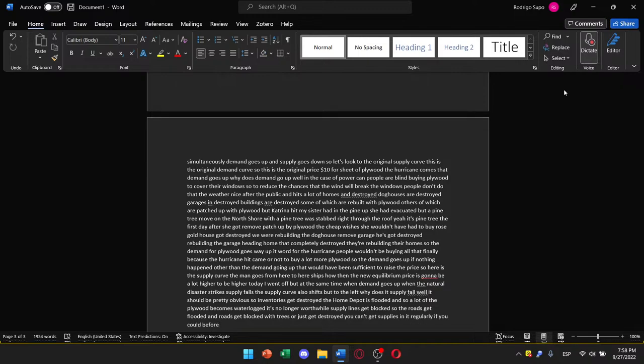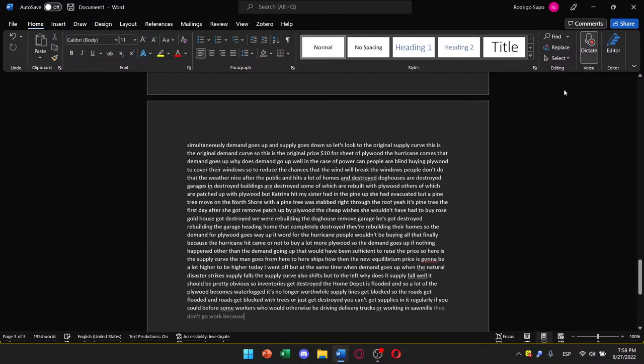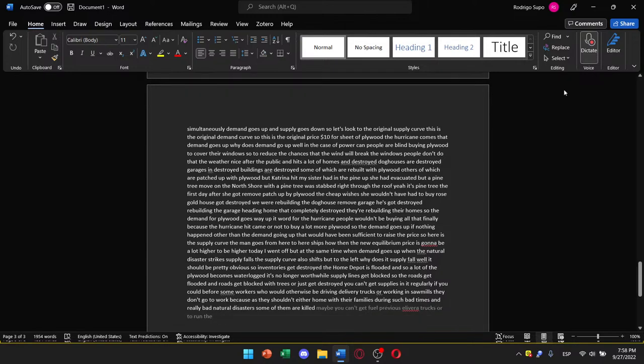Some workers who would otherwise be driving delivery trucks or working in sawmills don't go to work because, as they should be, they're home with their families during such bad times. In really bad natural disasters, some of them are killed. Maybe you can't get fuel for the delivery trucks or to run the factories. Supply goes down. That only further increases the price.